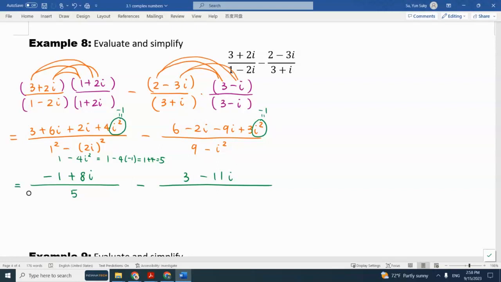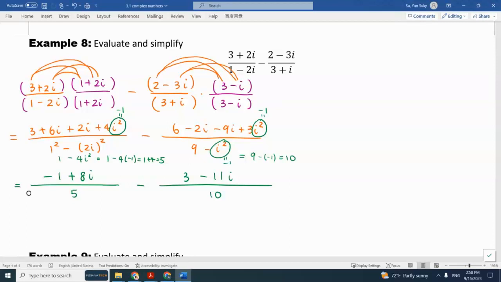Okay, next, Jalen. What's the denominator? What's i squared? So this is 9 minus -1, which is 10. Yes, it's 10. Is that okay, everybody? All right. Very good, very good.